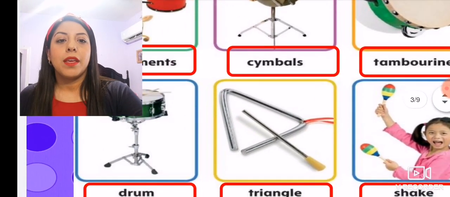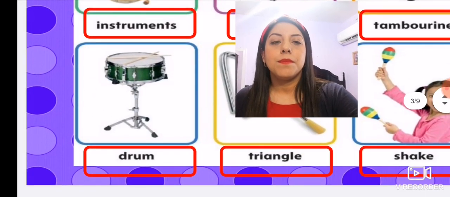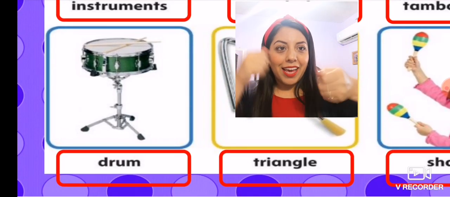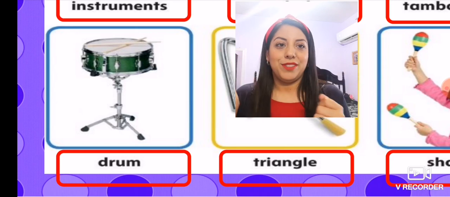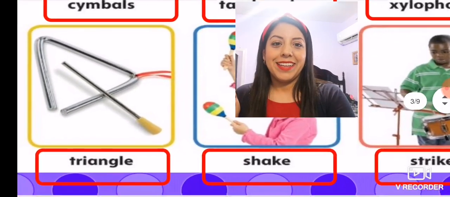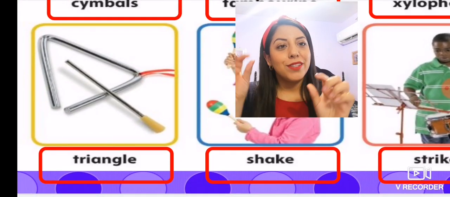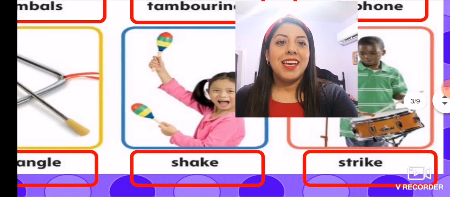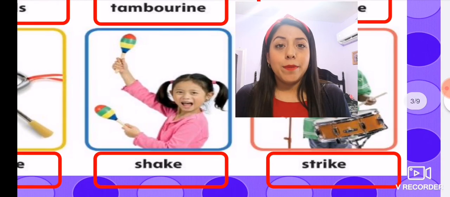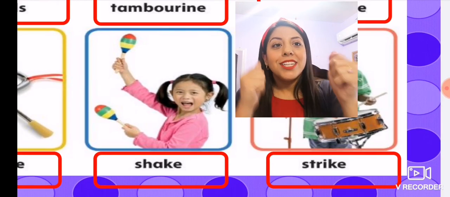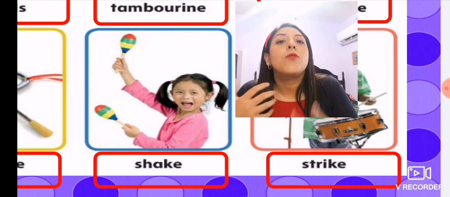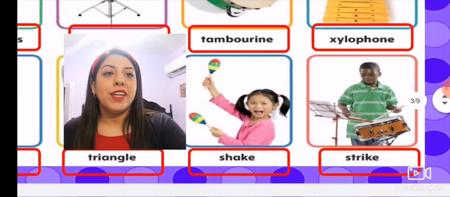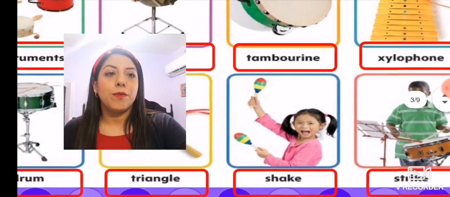Now, with the drum, you need to use your hands and then strike the drums. Okay? The triangle, you need to use this so you can make sounds. And the maracas. With the maracas it is different. You need to shake the maracas so you can create a sound. Okay? These are different kinds of instruments.